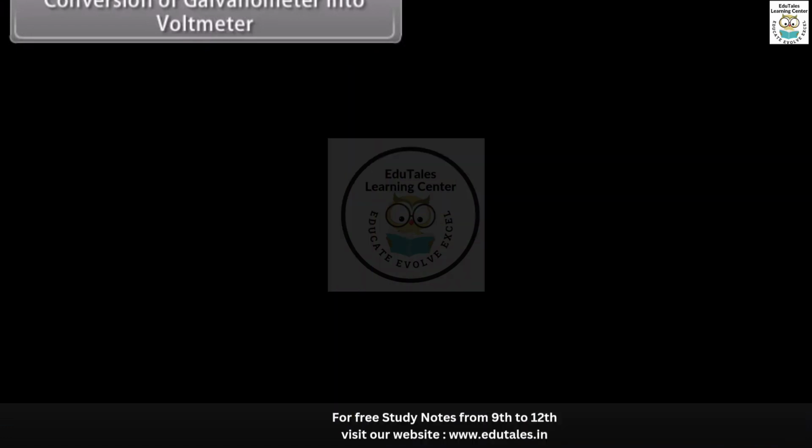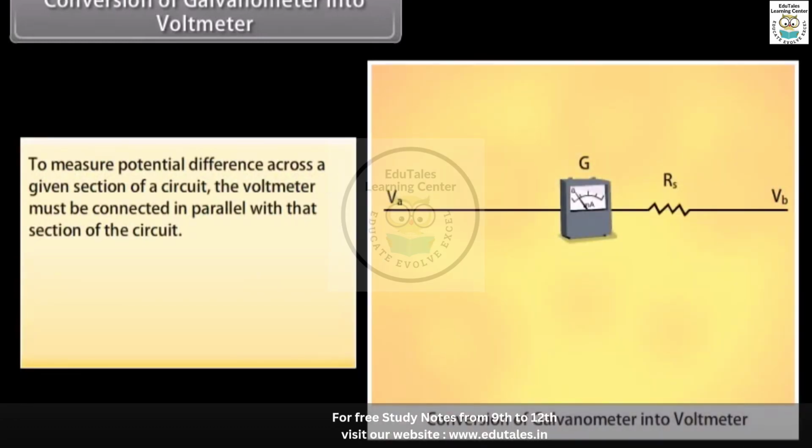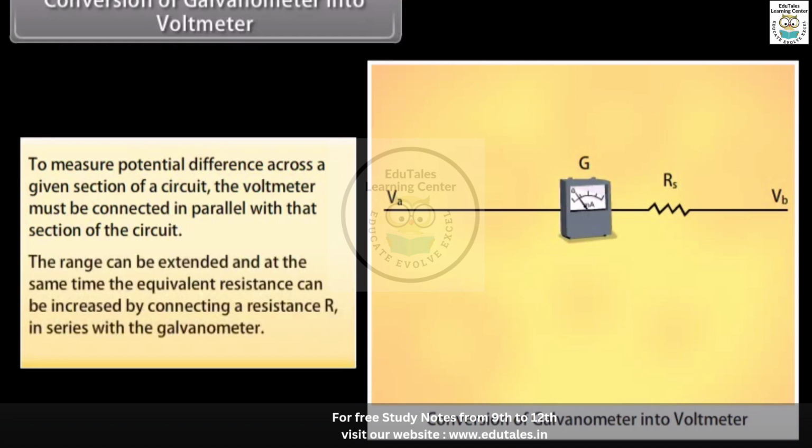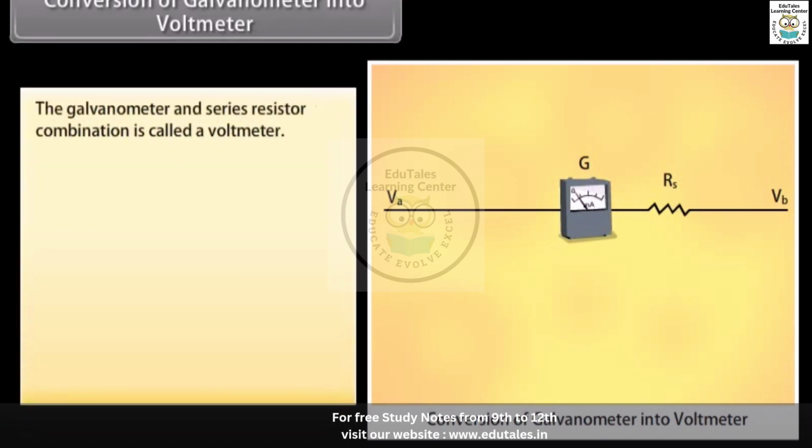Conversion of galvanometer into voltmeter. To measure potential difference across a given section of a circuit, the voltmeter must be connected in parallel with that section of the circuit. The range can be extended, and at the same time, the equivalent resistance can be increased, by connecting a resistance in series with the galvanometer. The galvanometer and series resistor combination is called a voltmeter.